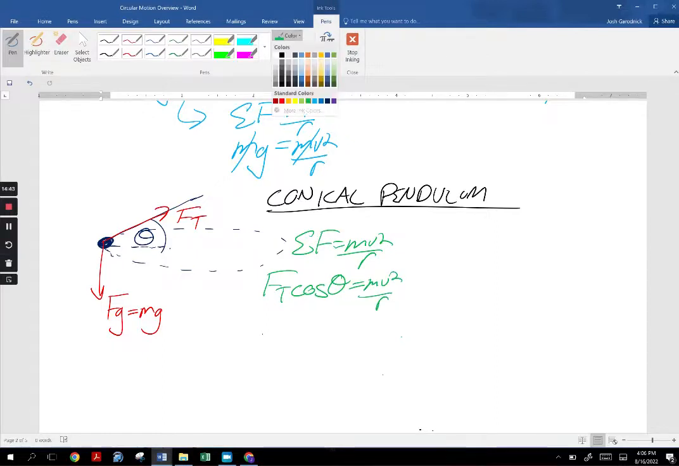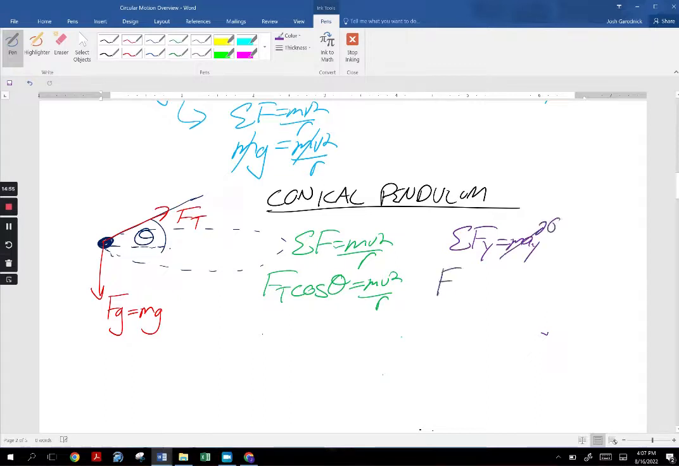In the y-axis, if you've been on this ride before, you are not accelerating vertically up and down. You are at the same height most of the time. So when you sum the forces in the y, it's 0, and you have the tension force acting at an angle minus gravity equals 0 newtons. I'm just going to rewrite this so it looks a little prettier with the mg over here.